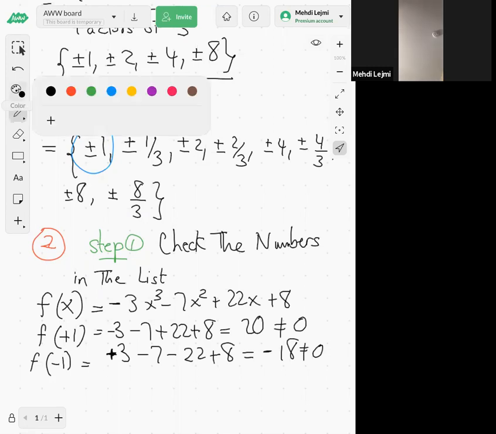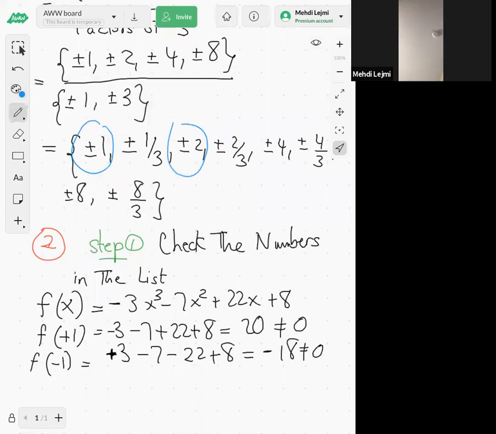So as I said, my advice, guys, because the whole numbers are easier to try than the fractions, is to try the next whole numbers. So we have positive or negative 2. Let's try positive 2.